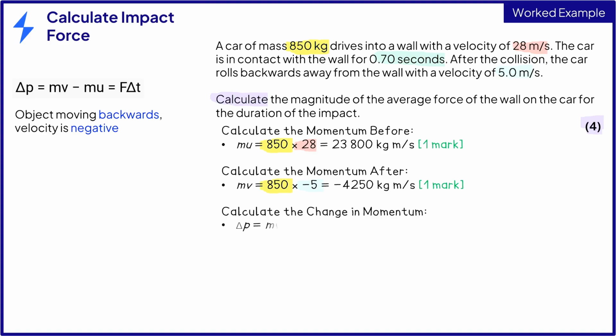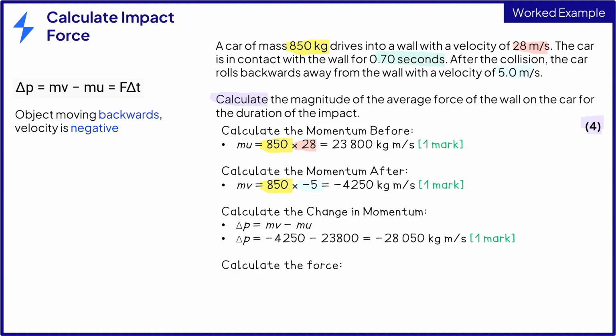The change in momentum, delta p, is equal to mass times final velocity minus mass times initial velocity. This equals minus 4,250 minus 23,800 to give minus 28,050 kilograms meters per second for 1 mark. Now calculate the force of the wall on the car. Change in momentum is equal to force times impact time.